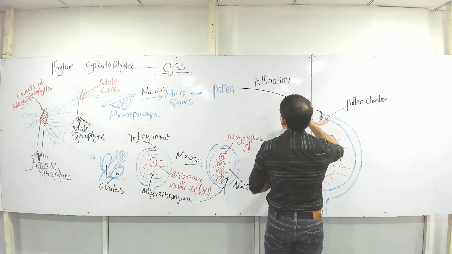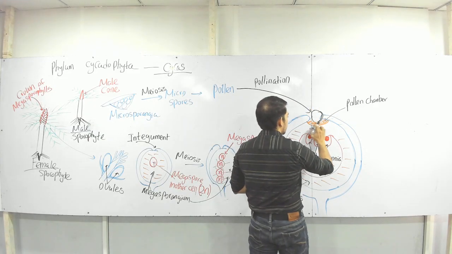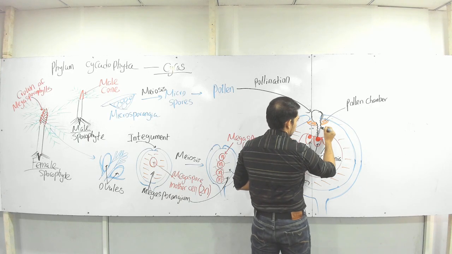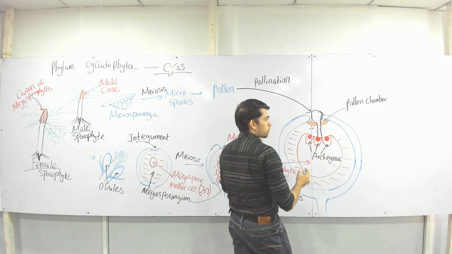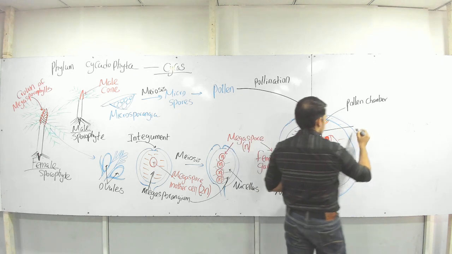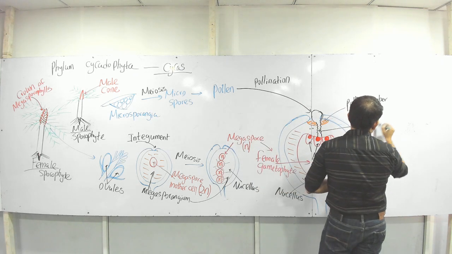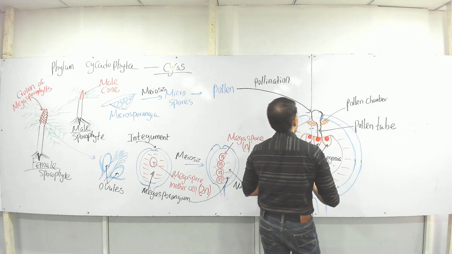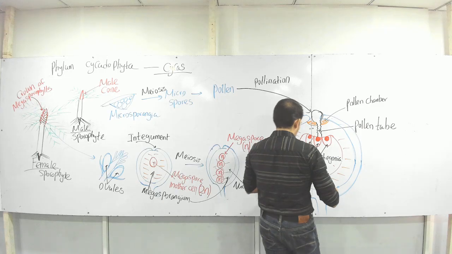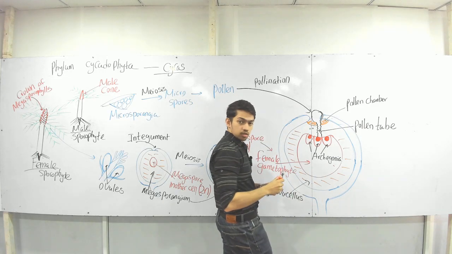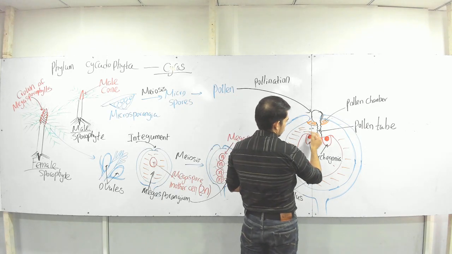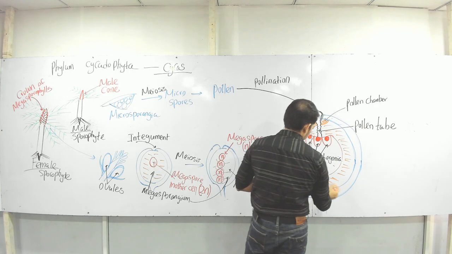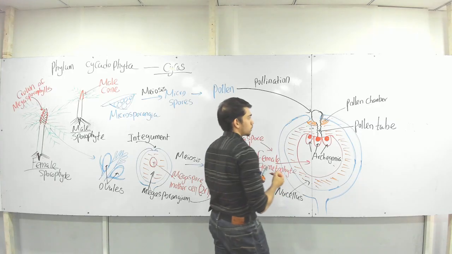So this pollen grain is going to germinate in the pollen chamber and extend what? Pollen tube. So what is this orange color thing surrounding it? It's the nucellus, right? So the nucellus provides nourishment to the male gametophyte as well.